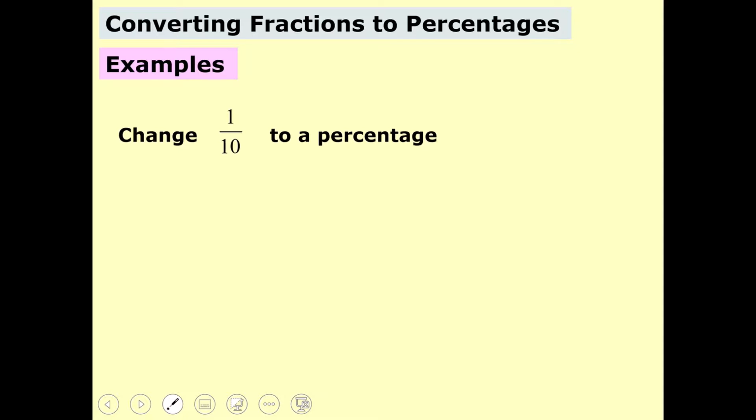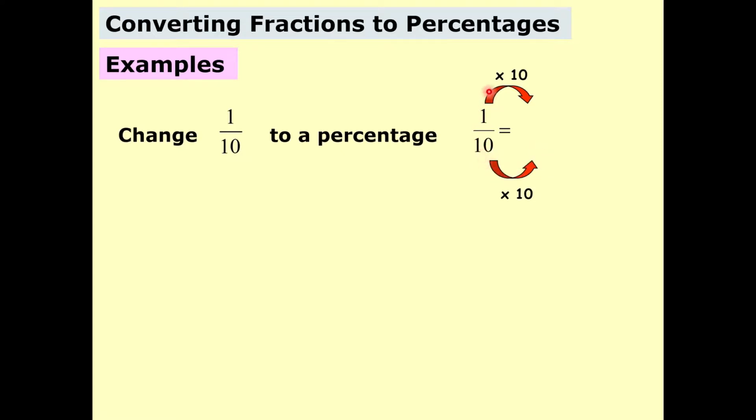Okay, so what I've kept mentioning previously is that all percentages are out of 100. So in order for us to change a fraction into a percentage, we need to change the bottom number of our fraction to 100. And to do that, our first example, we have 1 over 10. And to change a 10 to 100, we need to times that by 10. So 10 times 10 gives you 100.